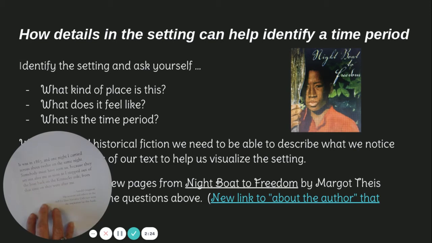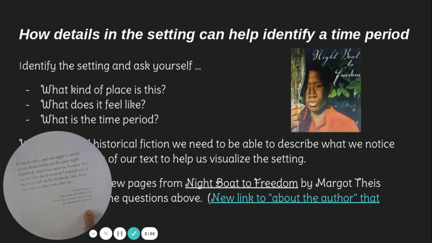At the beginning of the book, it says, it was in 1863, and one night I carried across about 12 on the same night. Somebody must have seen us, because they set out after me as soon as I stepped out of the boat back on the Kentucky side. From that time on, they were after me. This is by Arnold Gregson.